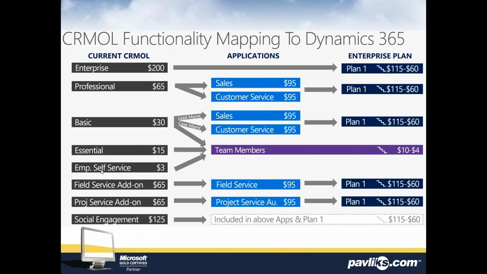If you have an essential or an employee self-service license, then you can opt to go to the team member SKU, which is substantially cheaper going into the future. But essentially the essential SKU transitions into the team member SKU. And then if you had the field service, project services, then it's a straight line. And there is no specific one for social engagement. It is actually included in the plans now, or in the apps above. So they've taken the social engagement components of CRM and they've kind of fit them into the plans. So that's if you have CRM Online and how those licenses will transition.